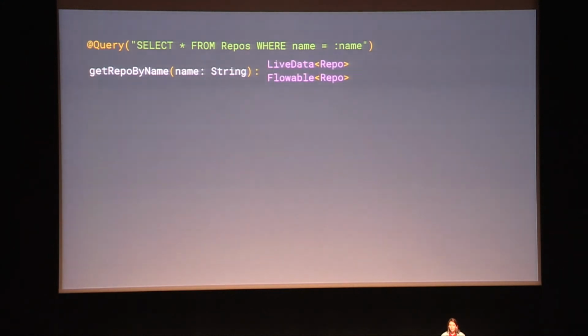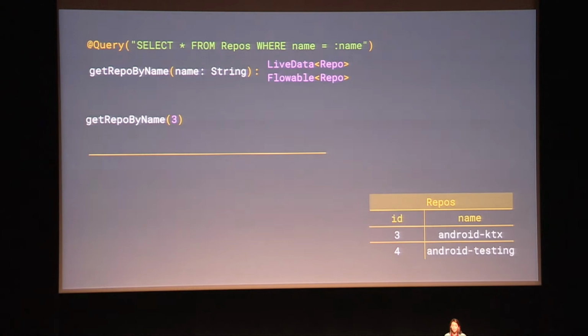Let's see what happens with LiveData and Flowable. If we try to get the repo by ID 3, we will just get 3 and Android KTX. But then, if we want to change the name of the repository, for example, from Android KTX to core KTX, then automatically both the LiveData and the Flowable will emit this new value, so 3 and core KTX.